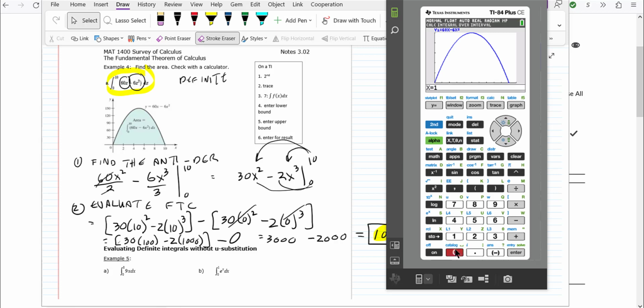And this is where it gets really cool. You guys even gave me a few oohs and ahs last class period when I did this. Now you press enter, it shades it in. There's your answer, 1,000 right there. Now that's cool, you've got to admit.